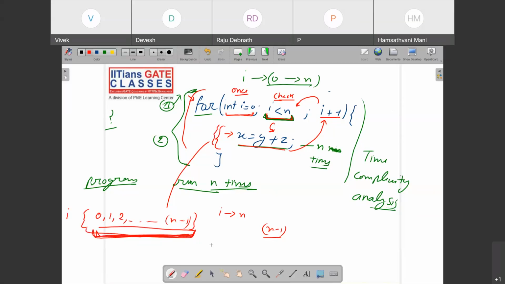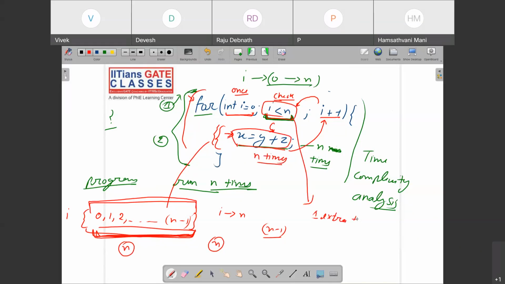When the value of i becomes n, this line won't execute. So if you count the values here, it's actually n. If you count the value of i, it's actually n. That is why this line is executing n times only. And this condition is executing one extra time, where this condition will fail. That is why the time complexity analysis says n plus 1.